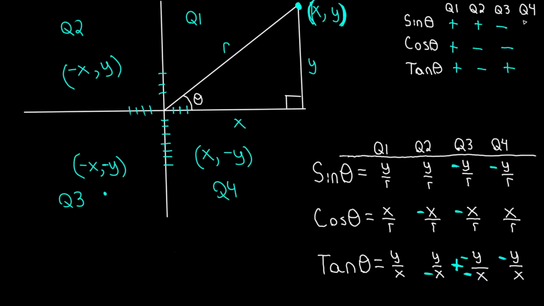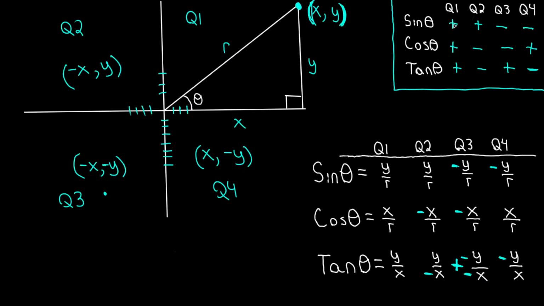In quadrant 4, because of our negative y, sine ends up being negative, cosine ends up being positive because it's x and r, and tangent, negative y over x, ends up being negative. And this is really what I think you should memorize. Just write it down a couple times. You'll probably get it pretty quickly. And there's just little things to remember too.